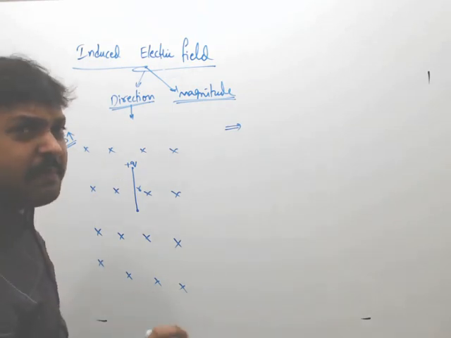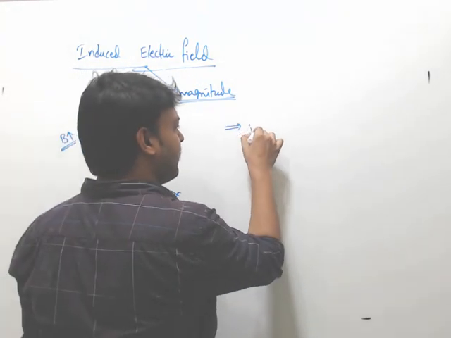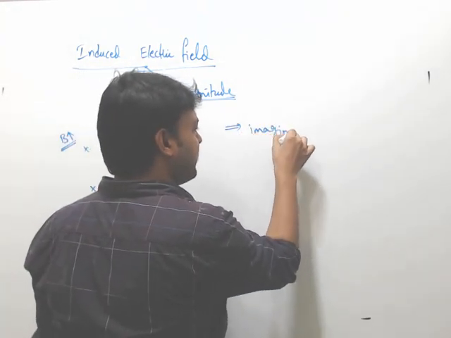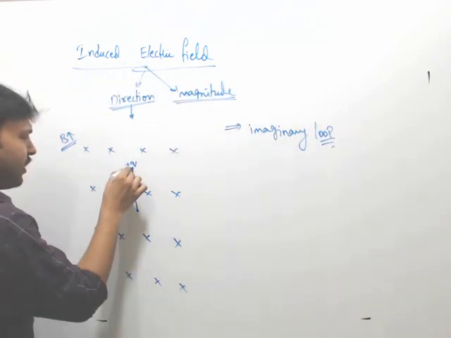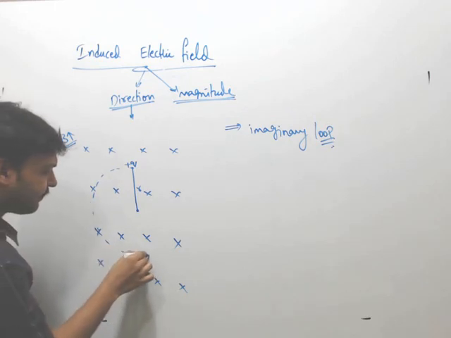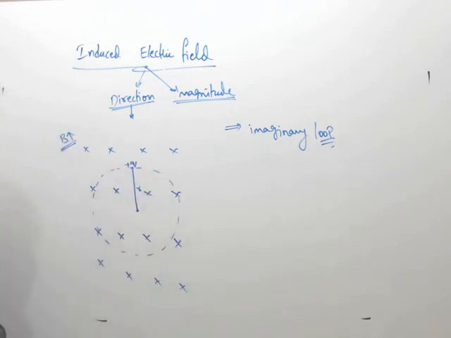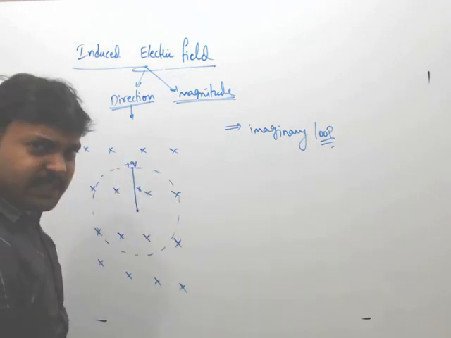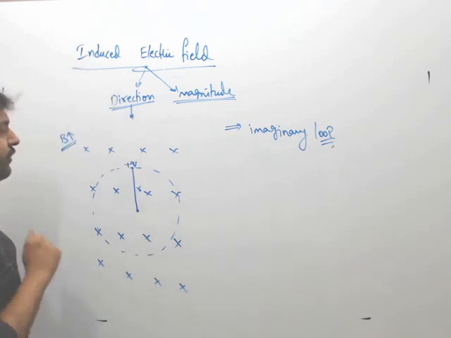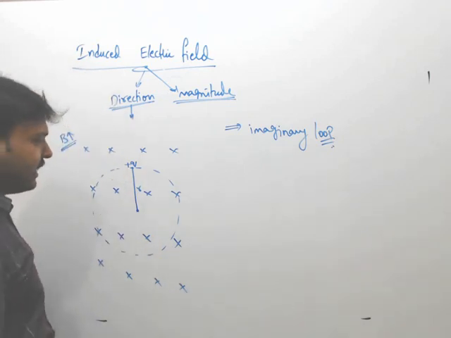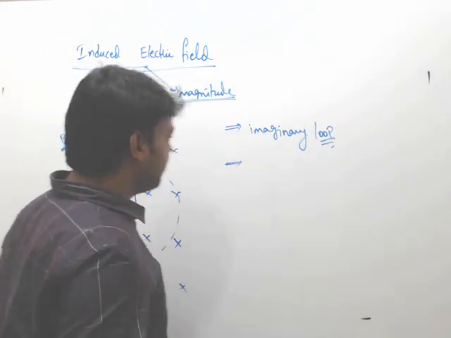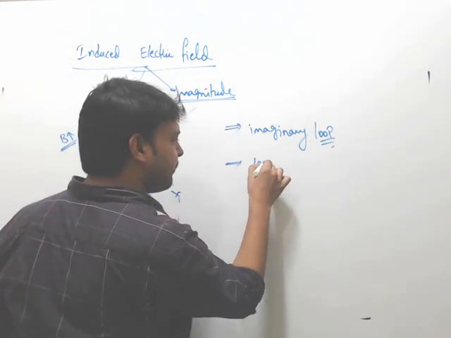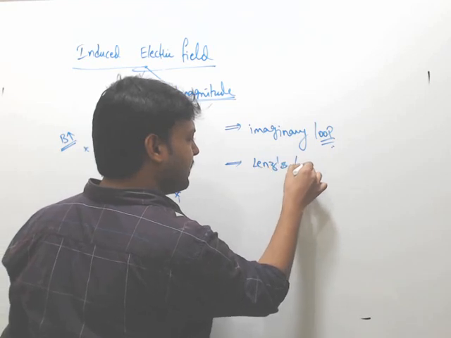First you have to draw an imaginary loop. First step, what is that? We have to draw the imaginary loop. So draw an imaginary loop here. It is just an imaginary loop. Now, in which direction will it move? If we draw an imaginary loop, then we know the concept: opposition according to Lenz's law. So we can apply the same Lenz's law.